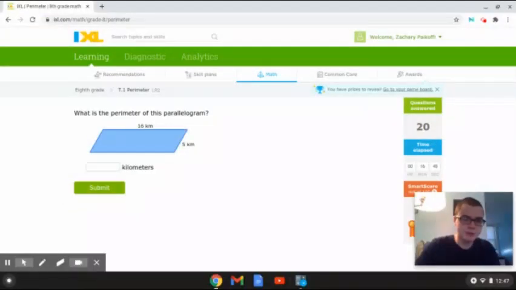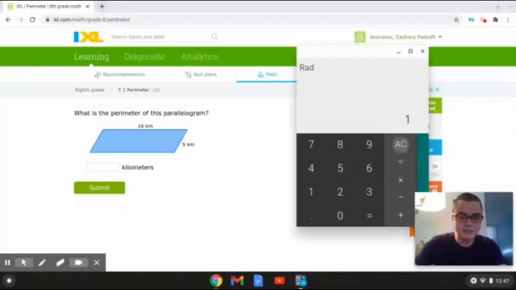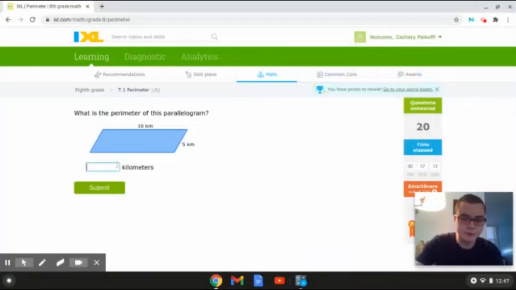Okay, so this next problem reads, what is the perimeter of this parallelogram? Okay, so now we are trying to figure out the perimeter. In the last 2 problems, we were trying to figure out the side. So now we are trying to figure out the perimeter. And the way that we're going to do that is simply by taking 16 plus 5, that gives me 21. And since there's 2 more sides, we're going to multiply this answer times 2. Okay, so that gives me 42. So the perimeter of this parallelogram is equal to 42 kilometers. And that is how to solve this problem.